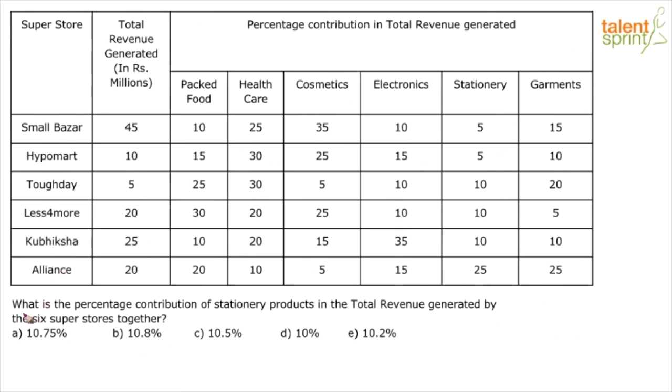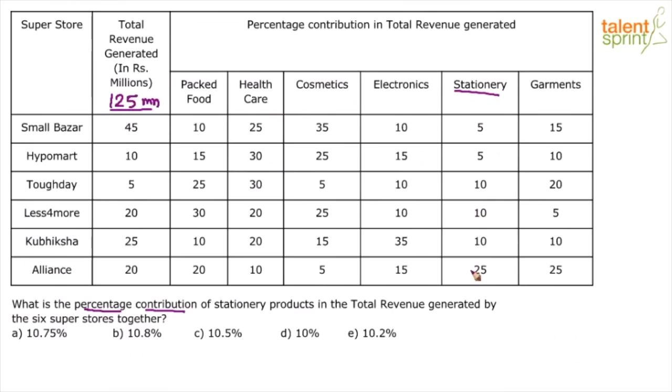Look at the questions. The first one: what is the percentage contribution of stationery products in the total revenue generated by the 6 superstores together? The percentage contribution of stationery products, right? In the total revenue generated by the 6 superstores together. See, total revenue generated by 6 superstores together is 125 million. We know this already, right? So out of this 125 million, what percentage comes from stationery is the question.